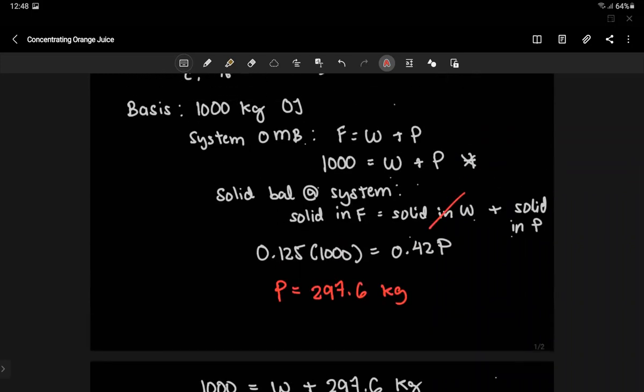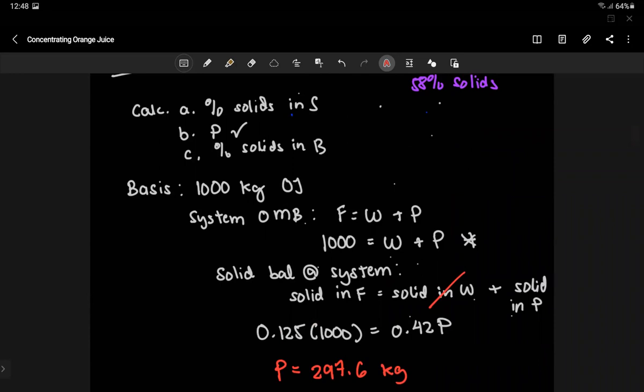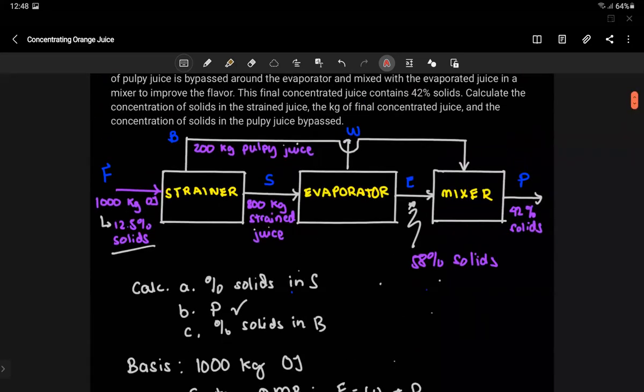Okay, balikan na natin yung given. So, we are after the percent solids in S and the percent solids in B. Okay? So, yung solids dito sa bypass at sa S or sa strain juice stream. Okay, so ano gagawin natin para mahanap sila? Well, we could go to each unit operation one by one and solve for the material balance around each operation. Baka makita na natin yung mga stream na hinahanap natin. So, saan kaya tayo pwedeng magkaroon ng material balance? Well, of course, lahat pa pwede. Okay? So, you can start with the strainer, you can start with the evaporator, you can start with the mixer.